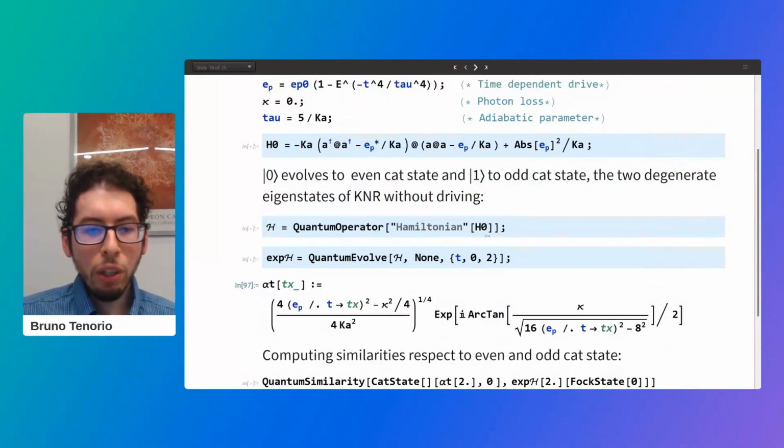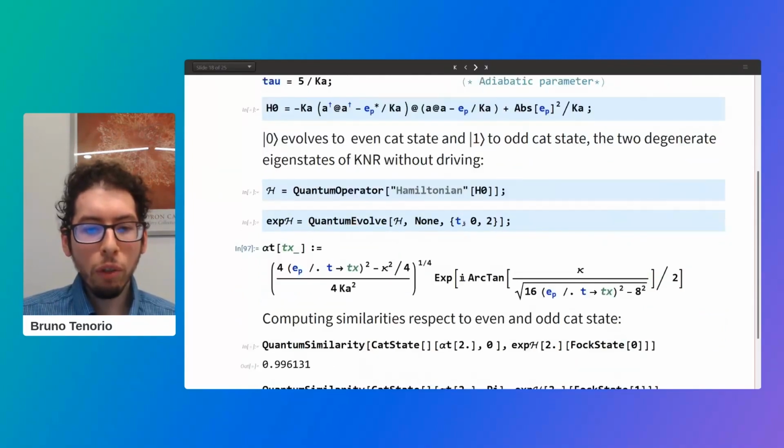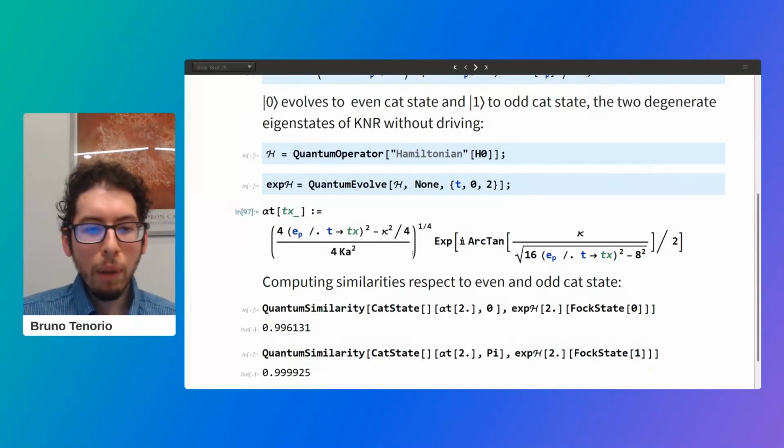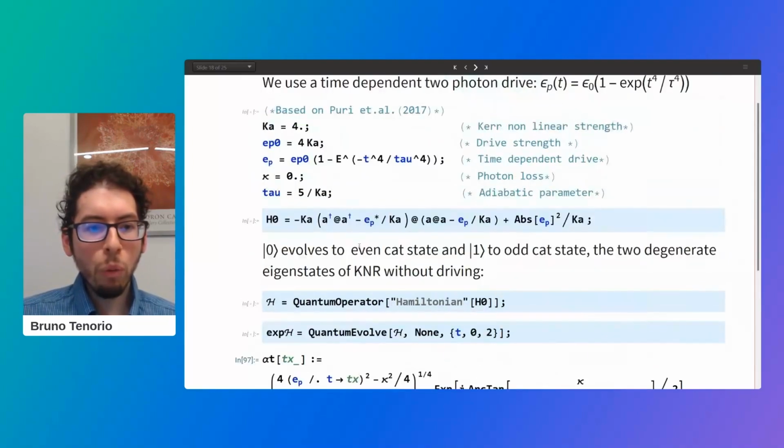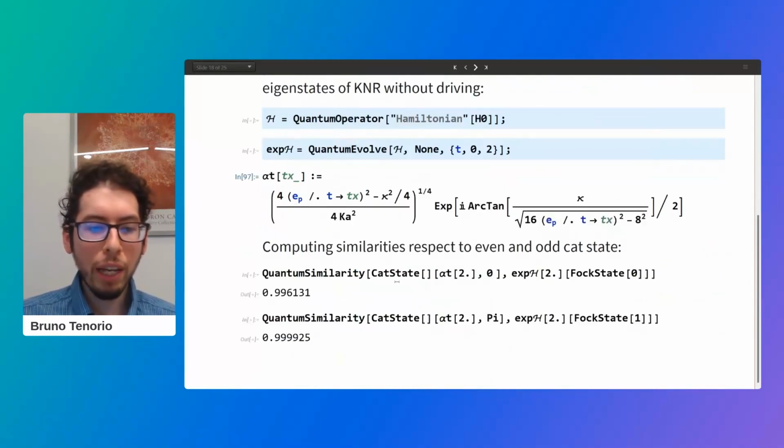We find the Hamiltonian, and we evolve it numerically from time 0 to 2. This alpha t is just a way of defining the complex amplitude of the cat states as a function of time. We compute the fidelities with respect to the cat state exactly to the evolution. We get 99%. We get a really nice result because for this simulation, we're considering no photon loss. But if we use photon loss, it will get lower, probably around 95%.